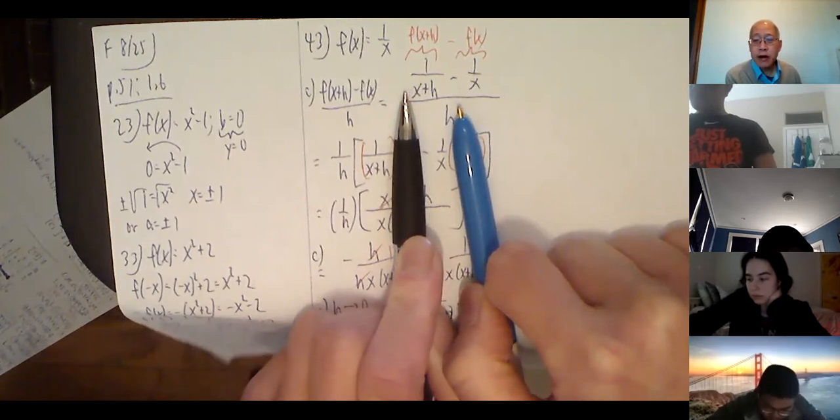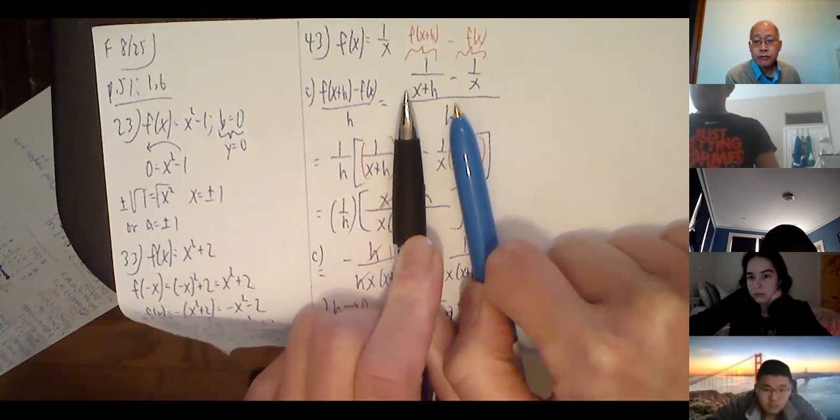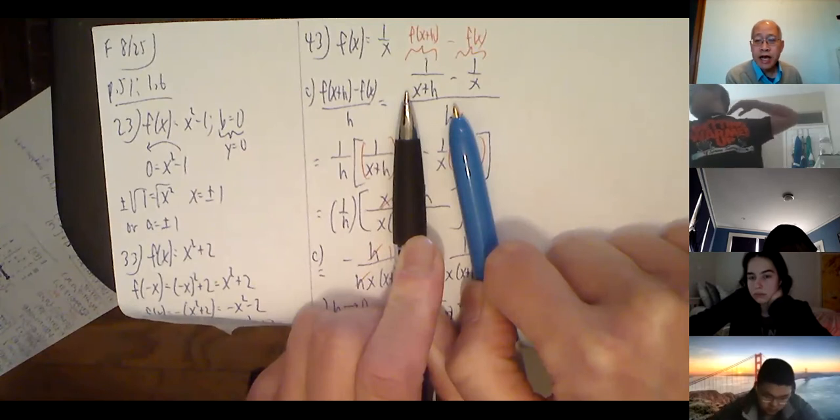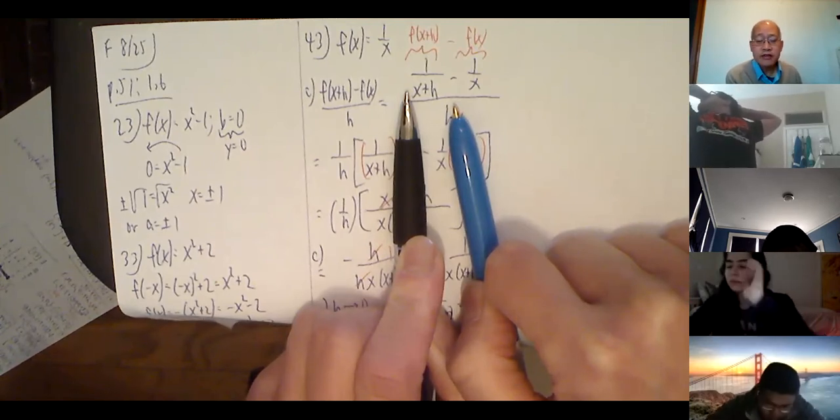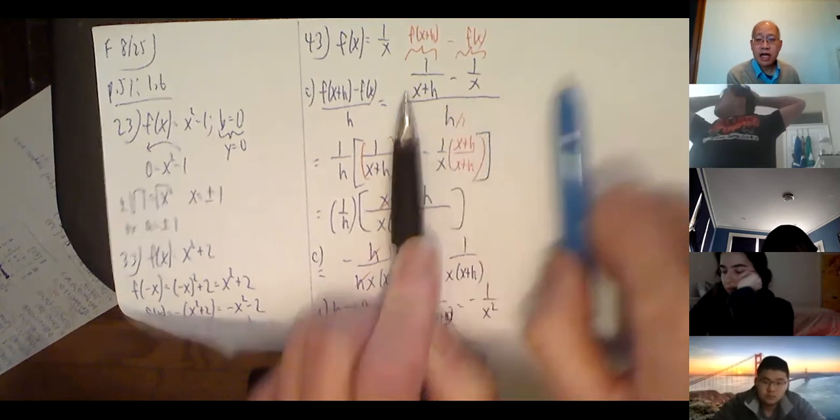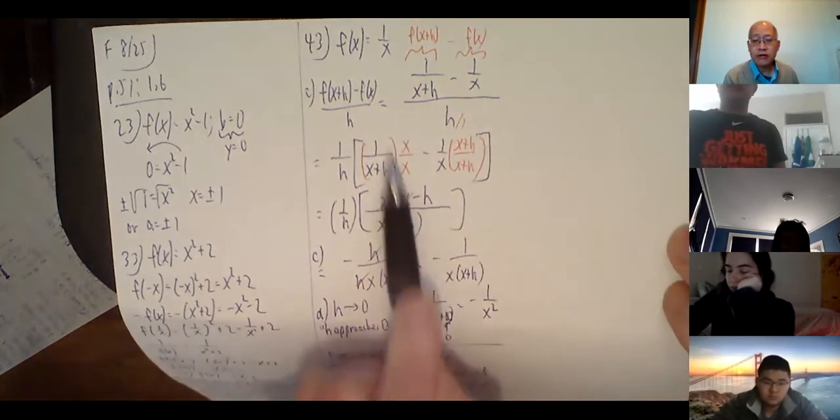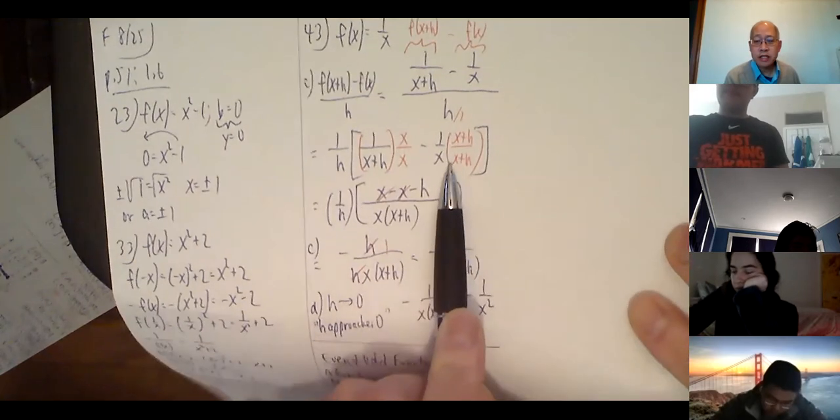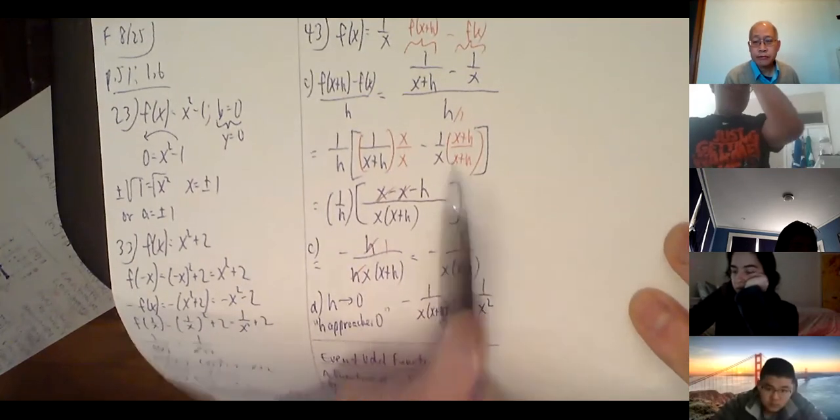So I cannot subtract until I get a common denominator. So the left side has x plus h on the bottom. The right side has x. So you know what to do. The left side needs the right, and the right side needs the left. So this side needs x over x. This side needs x plus h over x plus h to get a common denominator.